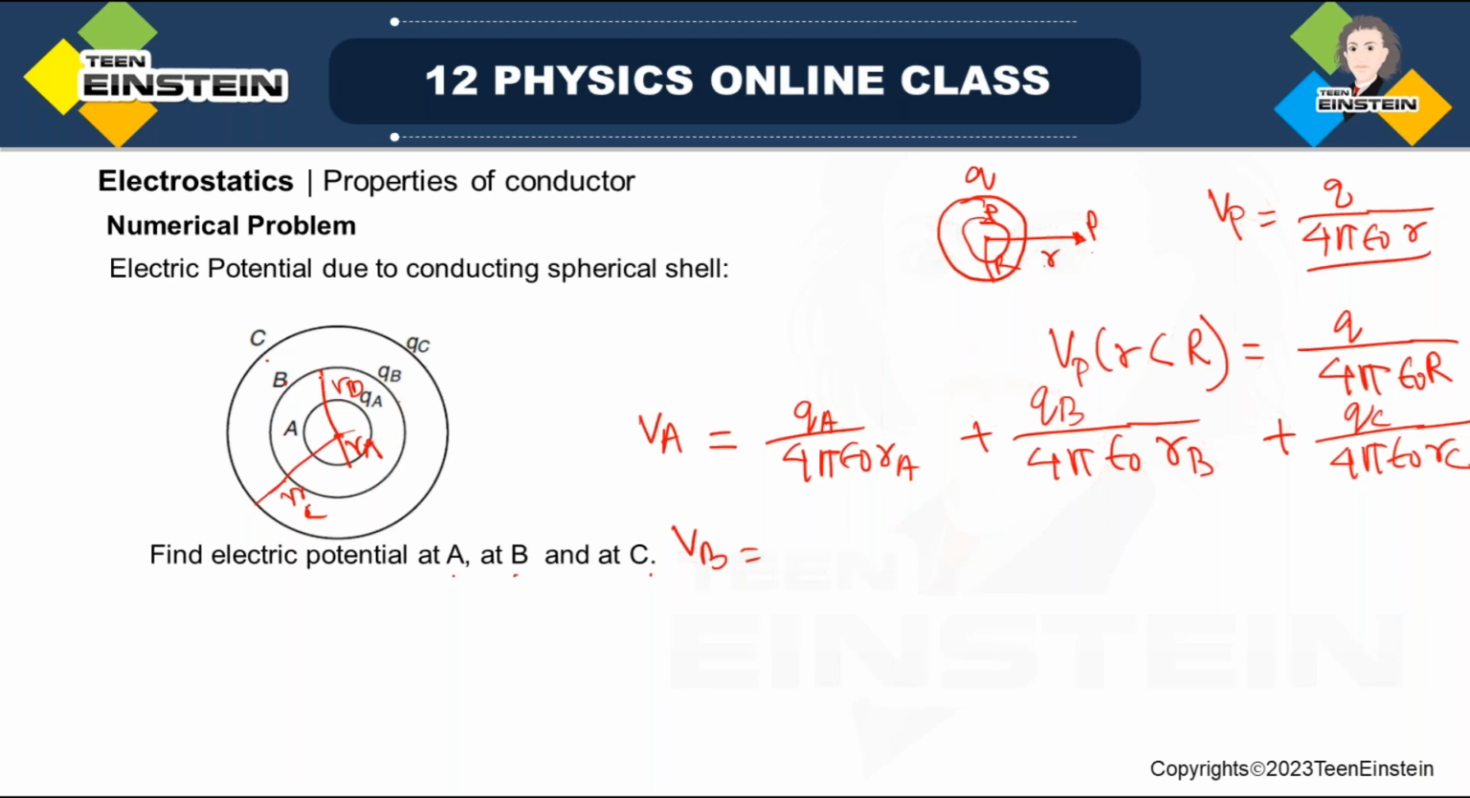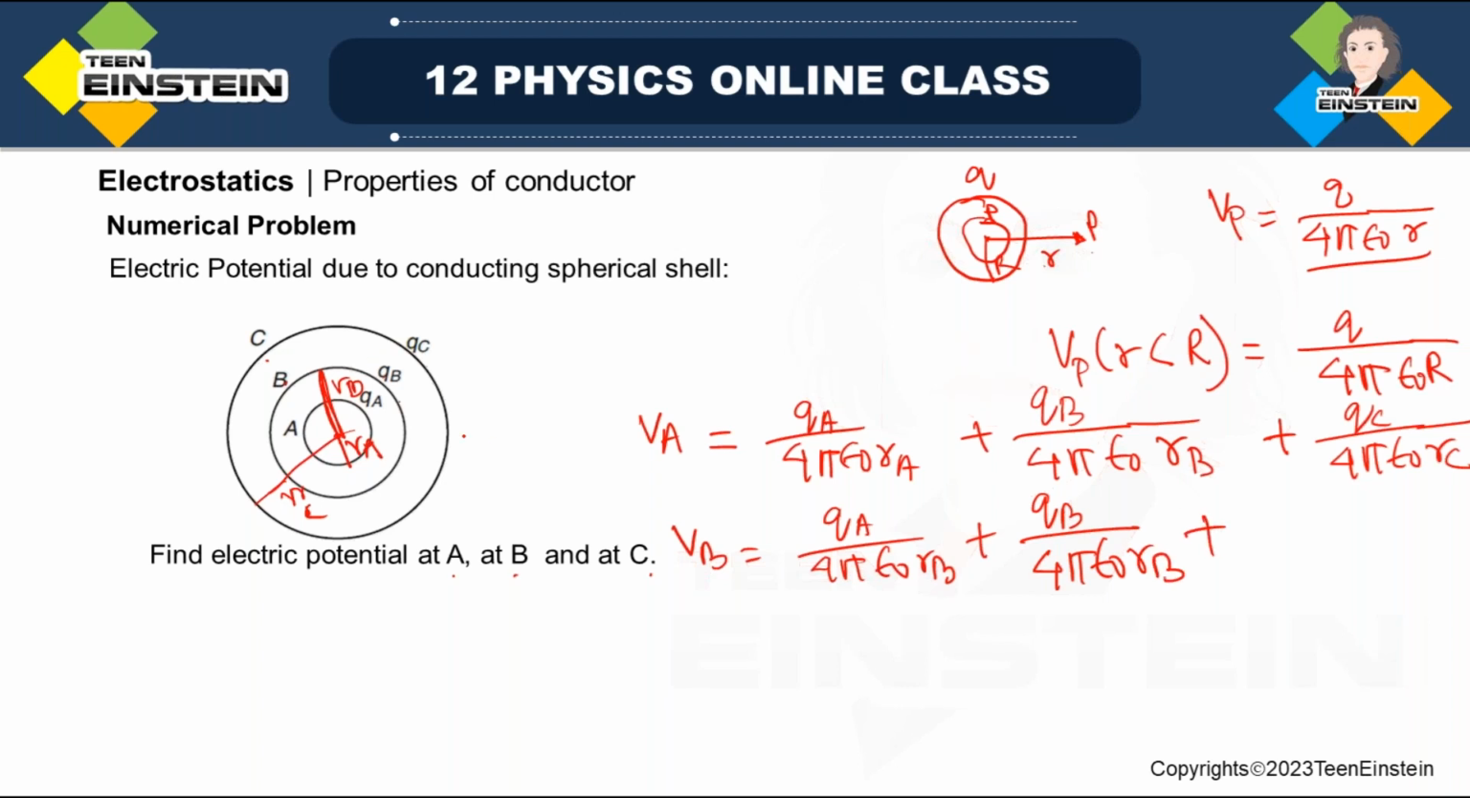Okay, so B is an inner point to this outer shell, and for A it is an outer point. So I can write QA by 4 pi epsilon naught, and you have to write this distance, because this is the outer point, so RB you have to write. Due to this QB charge, it is on the surface, 4 pi epsilon naught RB.